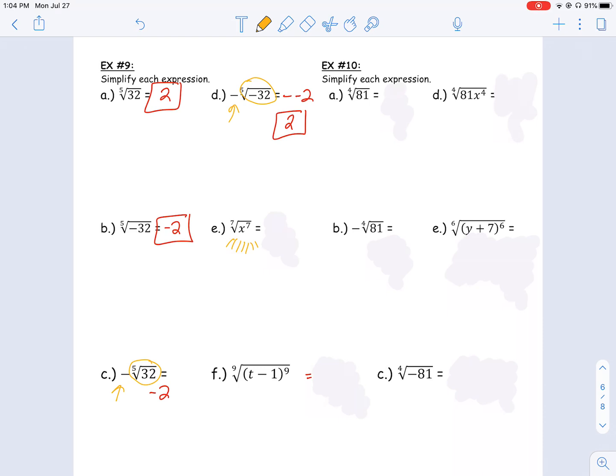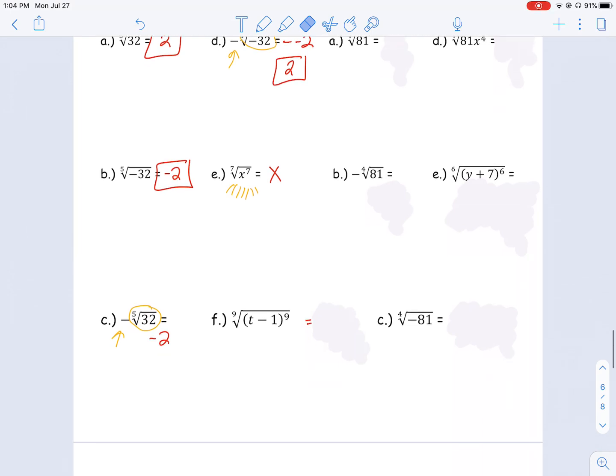You notice that x times x times x times x, 7 times, gives me x to the 7th. So I can say that the 7th root of x to the 7th is just x, or x to the first power. It's an odd root, so I don't have to worry about absolute values.